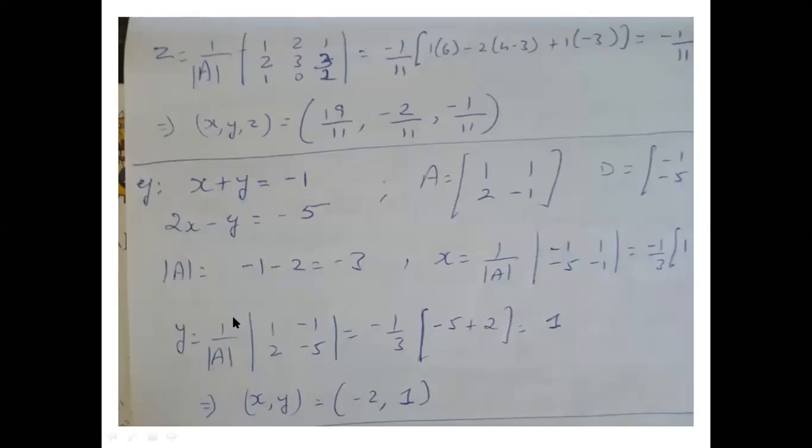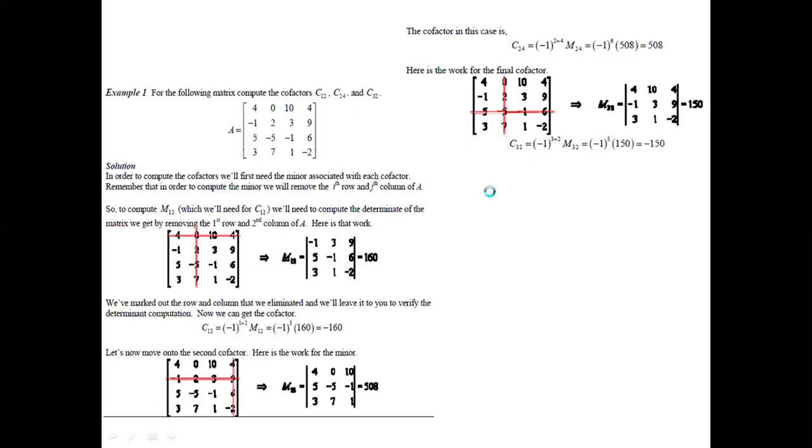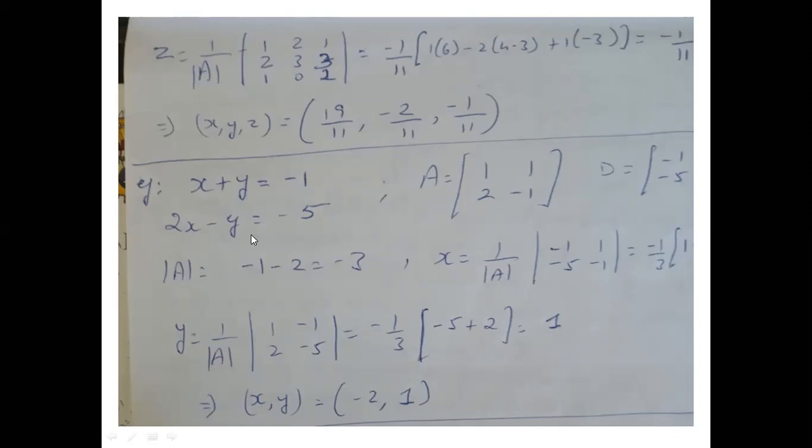So I've solved another problem here, which is an even simpler problem because it has only two equations. You first write the equations in the form of a determinant. So you have 1, 2, 1 and minus 1, and then you have the matrix D, which is minus 1 and minus 5. You find the determinant of A, which is minus 3. To find x, you replace 1 and 2, the first column, with the values on the RHS, which are minus 1 and minus 5.